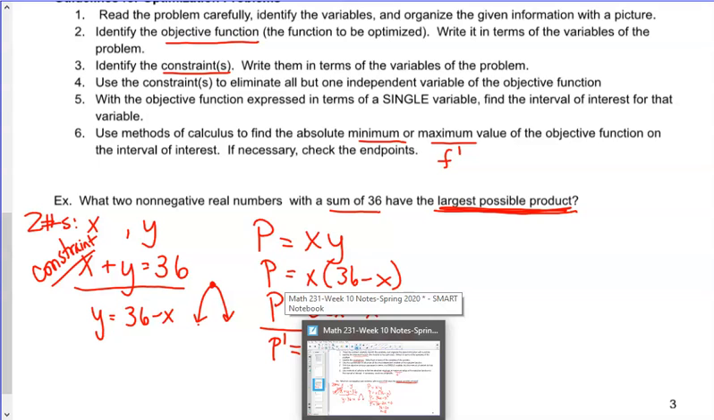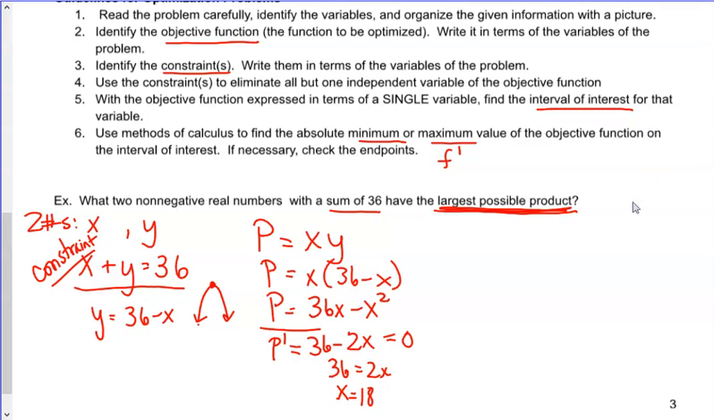Now, we haven't talked about the interval of interest. Here, I have two numbers that add to equal 36. Well, for any non-negative real numbers, non-negative would start at 0, but what is the matching number that could be when I add those together to equal 36? Well, that would be 36. So my interval of interest here is from 0 to 36.